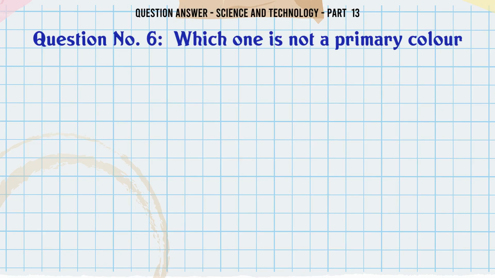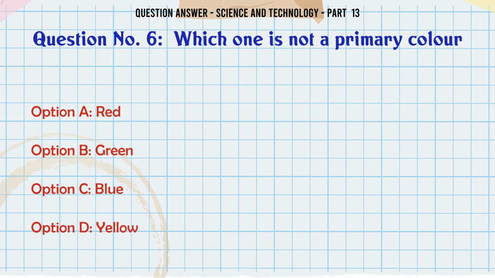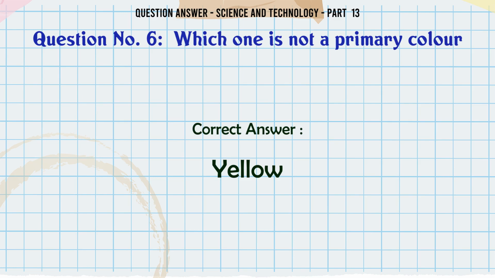Which one is not a primary color? A. Red. B. Green. C. Blue. D. Yellow. The correct answer is yellow.